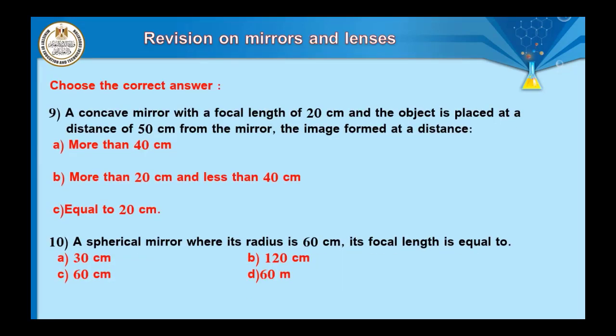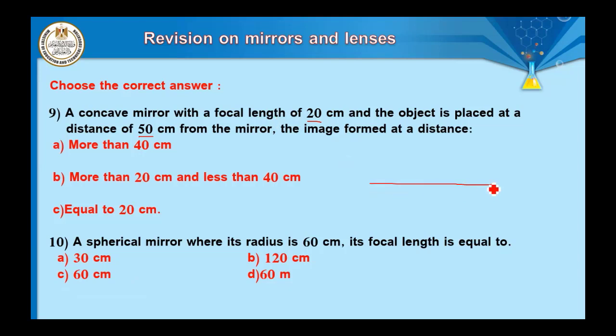Number nine. A concave mirror with focal length 20 centimeters, and the object is placed at a distance of 50 centimeters from the mirror. The image is formed at a distance more than 40 centimeters, more than 20 and less than 40 centimeters, or equal to 20 centimeters. Which of them is correct? Focal length 20. What is the relation between 20 and 50? 50 is greater than double the focal length. This means that the object is at a distance greater than double the focal length.